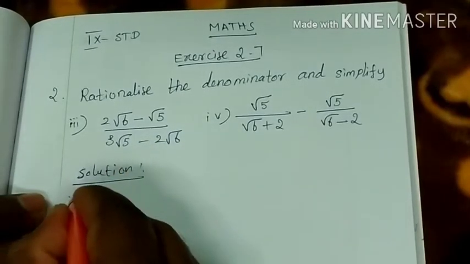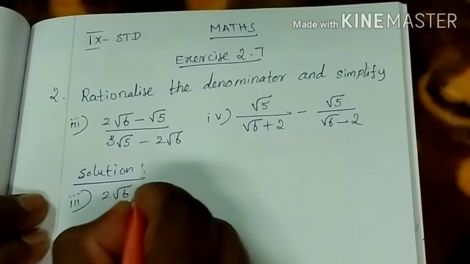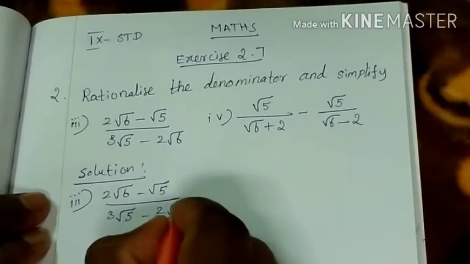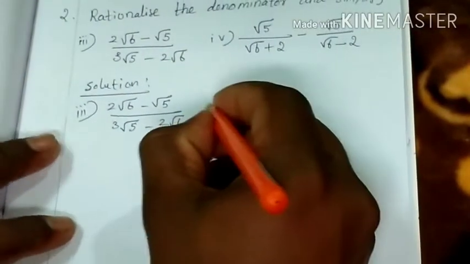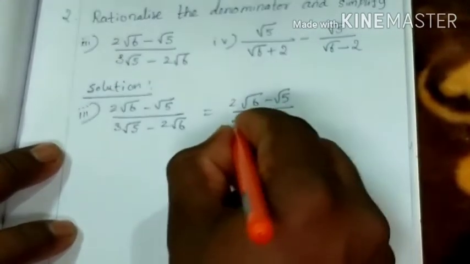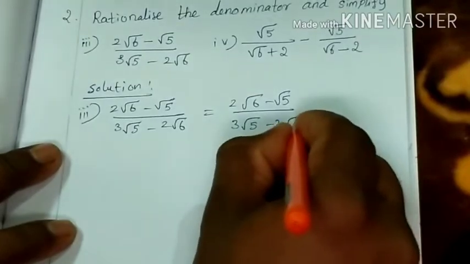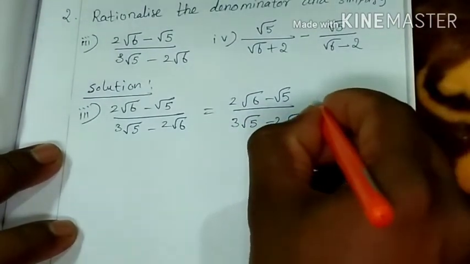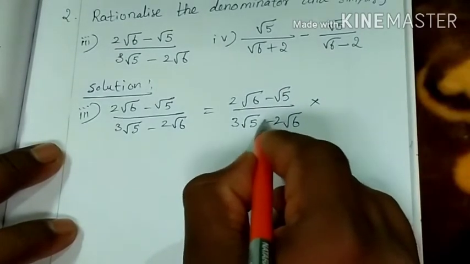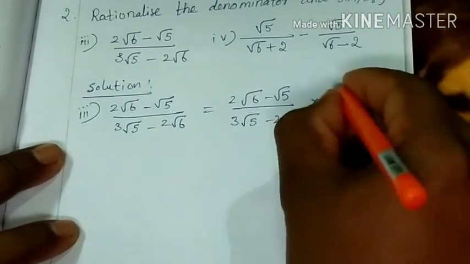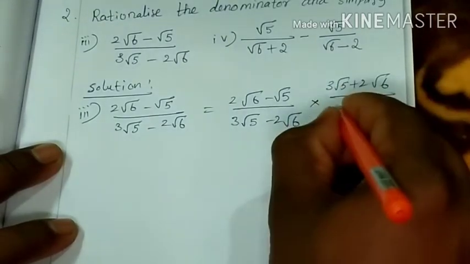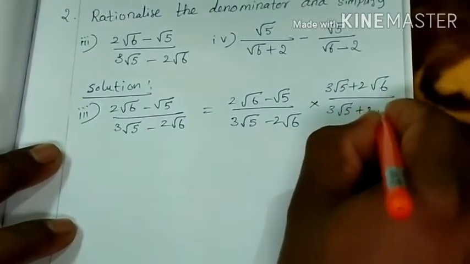The third question: (2√6 − √5) divided by (3√5 − 2√6), which is equal to (2√6 − √5) divided by (3√5 − 2√6). First write the conjugate factor. So how to write the conjugate? Change the sign of the denominator. This is a minus, so you change it into a plus: (3√5 + 2√6) divided by (3√5 + 2√6).